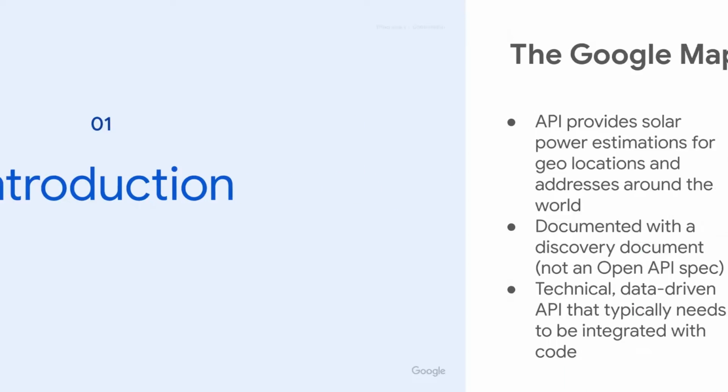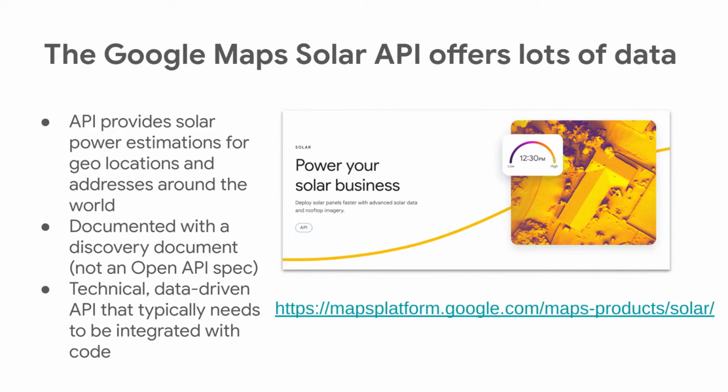As an introduction, we have an API from Google Maps called the Solar API. It offers a ton of useful and interesting data, right? It provides solar power estimations for geolocations and addresses around the world. It is documented in the typical Google Discovery document format, which is technical documentation, so it's not an OpenAPI spec, right? It really is a technical, data-driven API that typically needs to be integrated with code.